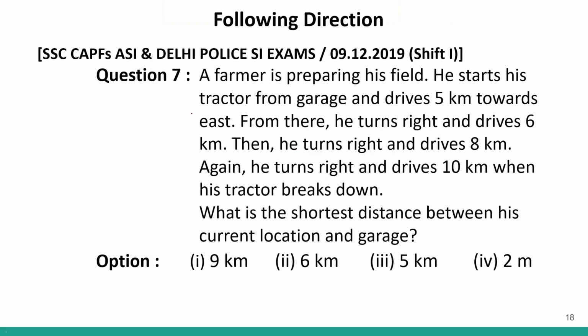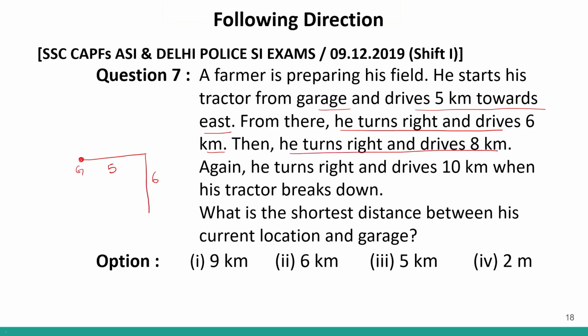Now, question number 7. A farmer is preparing his field. He starts his tractor from the garage and drives 5 kilometers towards the east. So let's say this is the garage. He starts and goes 5 kilometers towards the east. From there, he turns right and drives 6 kilometers. So right and 6 kilometers.